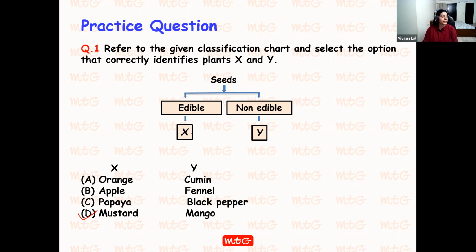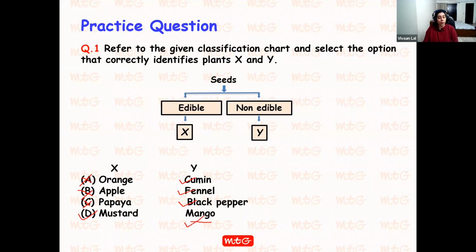We eat mustard seeds. Mustard seeds are very tiny black colored seeds which are added to food to give a lot of flavor. Mango seed is not edible. See, orange is incorrect. It's not edible. Apple is not edible. Papaya is not edible. Cumin, we eat cumin seed. This is edible. Fennel seed also. Saunf, that's also an edible seed. And black pepper, that's again an edible seed.